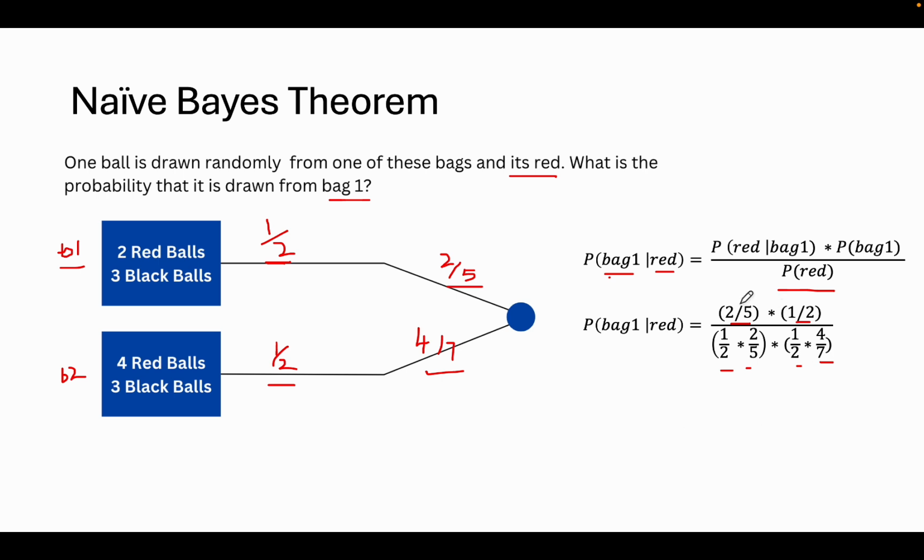So solving this equation will give us the probability and solve this question of what is the probability that the red ball is drawn from bag 1. We'll get it when we solve this equation. So this is how the naive Bayes theorem works.